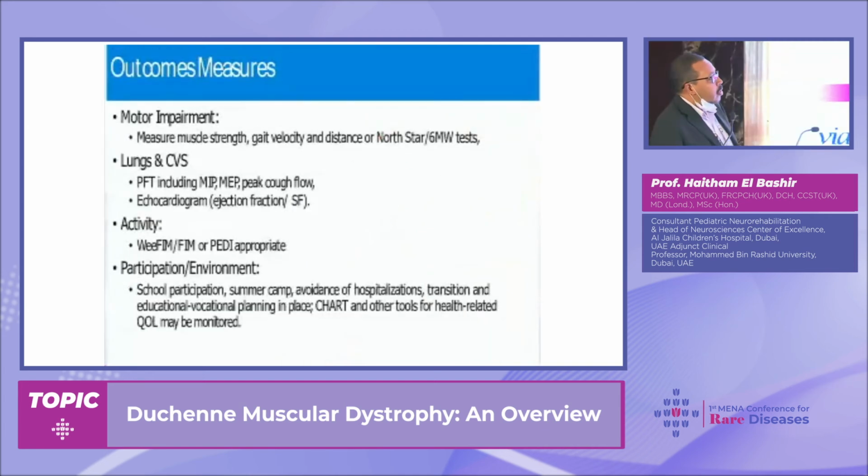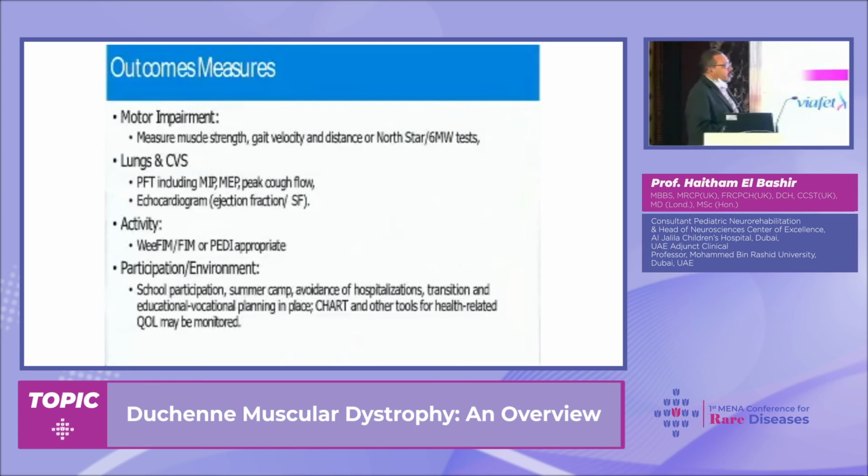And these are the outcome measures that we use. Motor impairment: we measure the muscle strength, North Star, 6-minute walk, 10-meter test, pulmonary function test, echocardiogram, and sometimes in places you can do the WeeFIM, the functional independence measure, or the PEDI, depending on whatever your therapists are good at. It is really important we maintain participation and environment for these children, including school participation and summer camps. Try to include them in activities as much as possible.